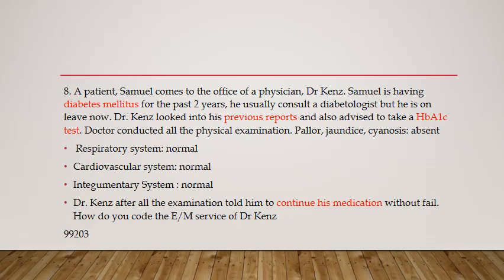He was a patient of a diabetologist, but today he consulted a different doctor, Dr. Kens, and he is just a physician. It is not mentioned that he is of the same department as the other physician. Nothing is mentioned, so this is a different physician. He may not be of the same specialty as the diabetologist. Therefore this is a new patient. This Samuel is a new patient for Dr. Kens. So the answer is 99203, new patient with low MDM.